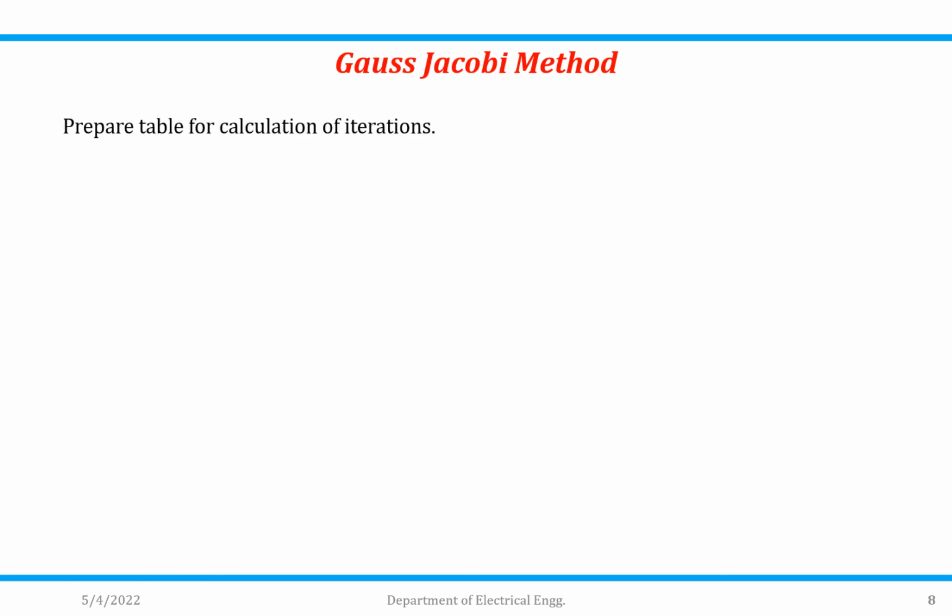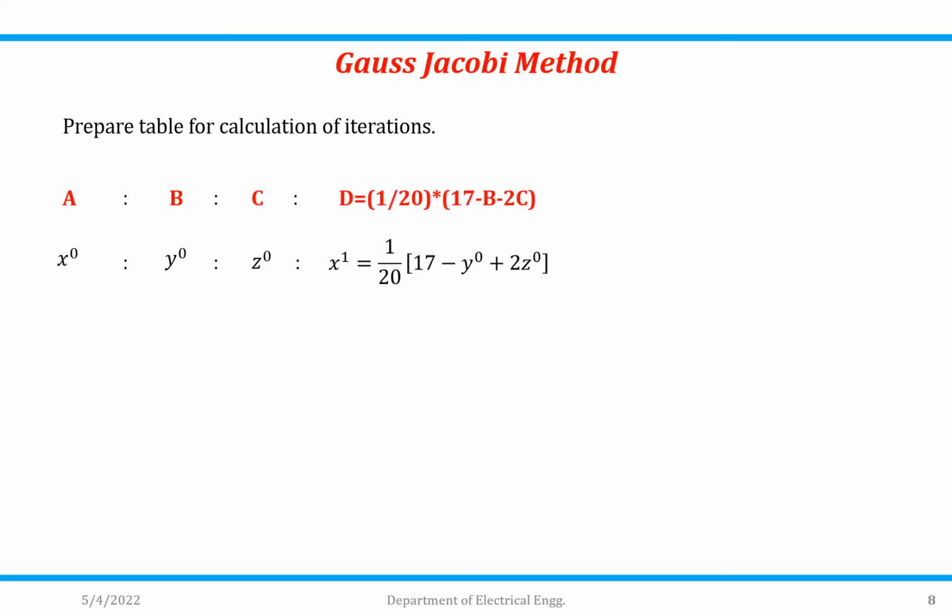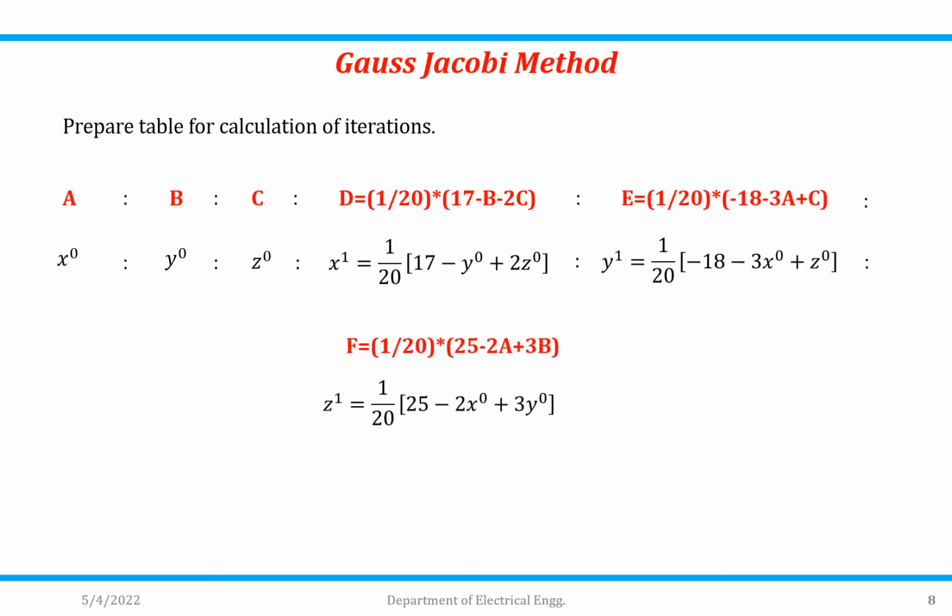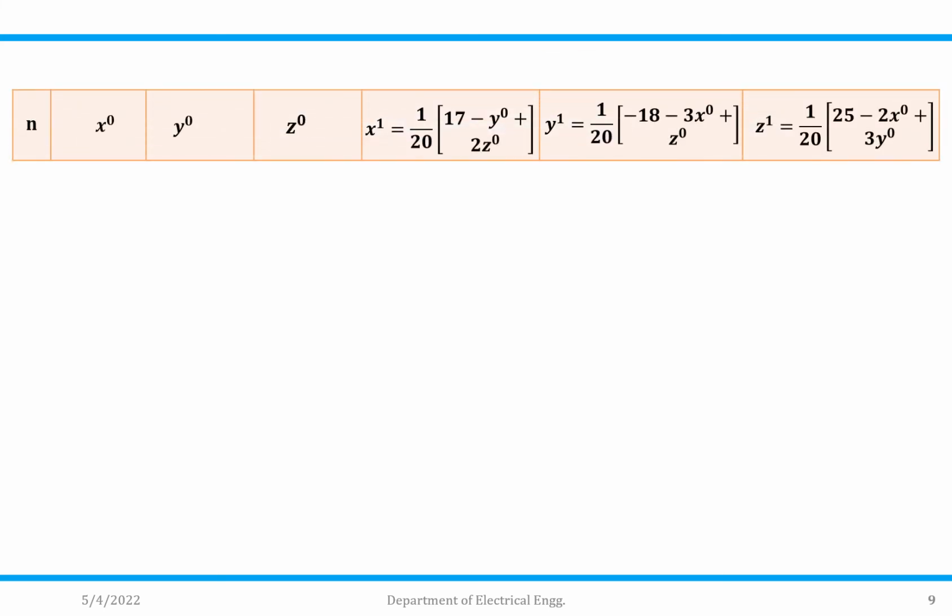Prepare a table for calculation of iteration. So the first element is x raised to 0 which is denoted by a. Then y raised to 0 is b, z raised to 0 is c. The first equation is x raised to 1 equal to 1 by 20 into bracket 17 minus y raised to 0 plus 2z raised to 0. So convert this equation in the form of a, b, c. Similarly we have written the equation for y raised to 1, and the last equation is for z raised to 1. So this is a table.